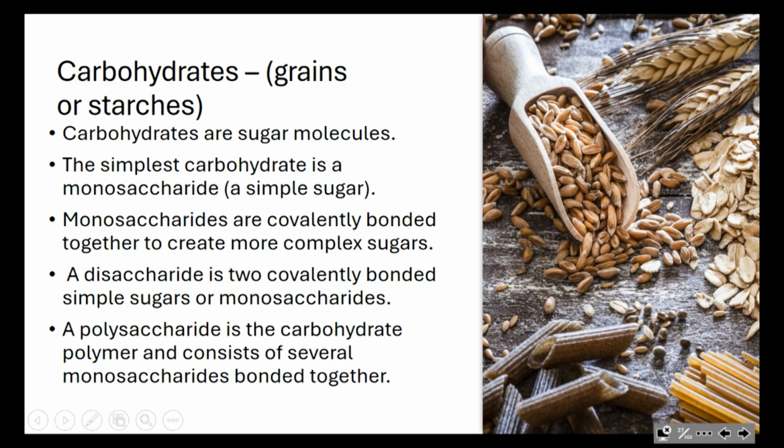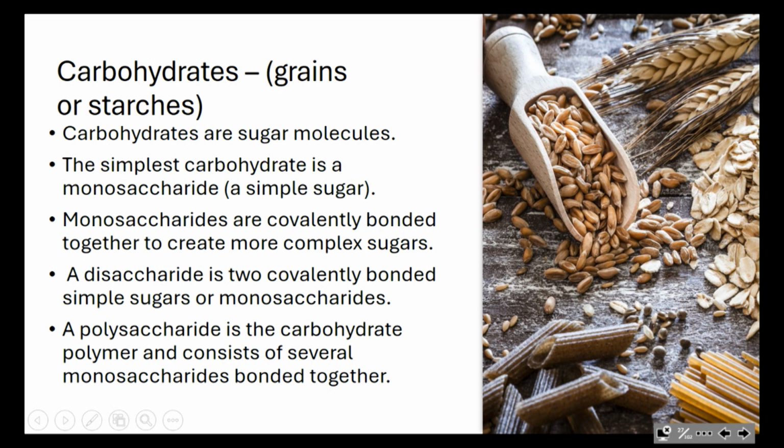Okay, so carbohydrates, some other examples of these, you'll hear people call them grains or starches. This picture has a lot of different carbohydrates in there: wheat, pasta, oats, all of those are carbohydrates. Okay, carbohydrates are basically sugar molecules. Even really complex carbohydrates like starches are just made up of sugar, okay? So the simplest carbohydrate is a monosaccharide. Remember, saccharide means sugar, mono means one, so one sugar. And sometimes you'll hear people call this a simple sugar. Some examples of this would be like glucose, okay?